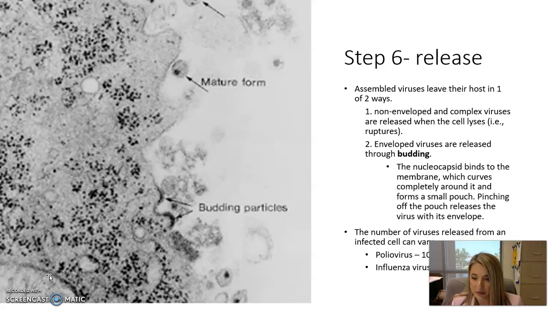That obviously kills the host cell, but it releases thousands and thousands of viruses into the body that will then use their spikes to attach to new host cells, and the whole cycle just starts all over again. So that is how naked viruses are released from a host cell. It's different with envelope viruses, though.